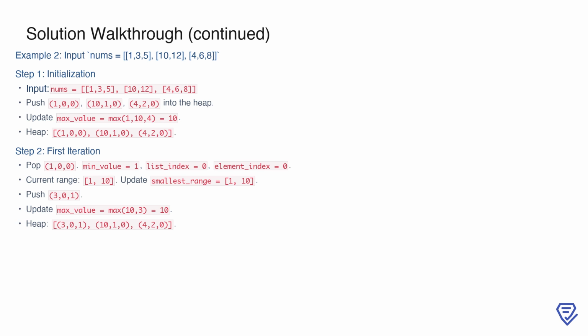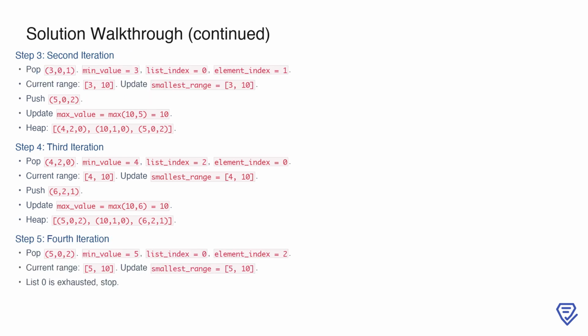In the first iteration, we pop (1, 0, 0) from the heap. The smallest value is 1, and the current range is [1, 10]. We update smallest_range to [1, 10]. Next, we push (3, 0, 1) into the heap, the next element from list 0. The max_value remains 10 since max(10, 3) is still 10. The heap now contains (3, 0, 1), (10, 1, 0), (4, 2, 0).